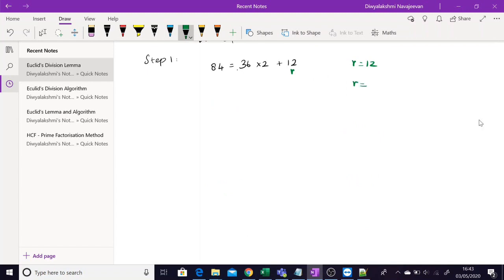When we go to step 2, what we do is take the value b of step 1 as a and the remainder r as b in step 2. Let us see how we do it. I'll just mark it so you can easily understand it. So 36 equals 12 times 3 plus 0. Let me just draw the line so you can see how I derived step 2 from step 1.